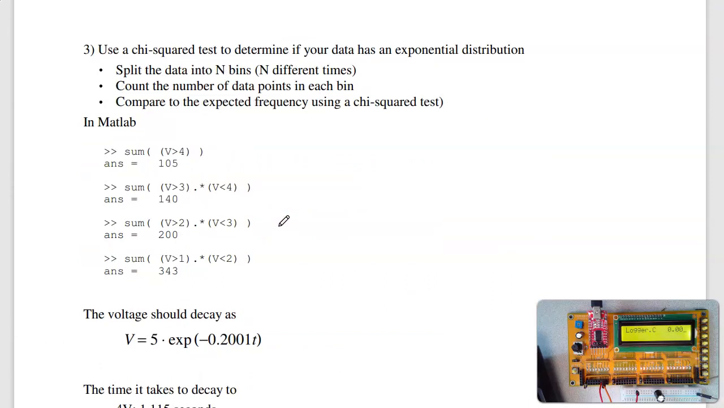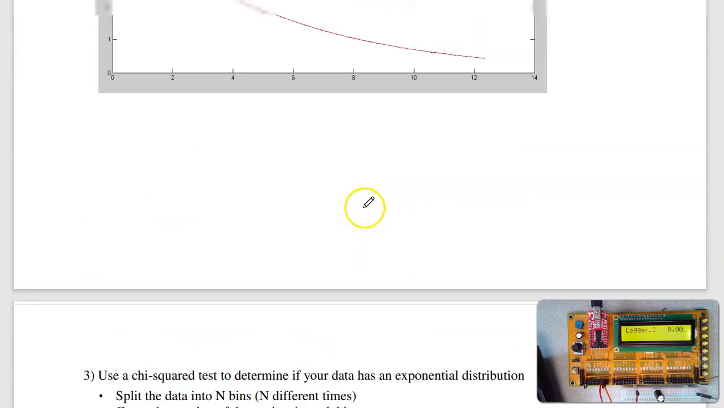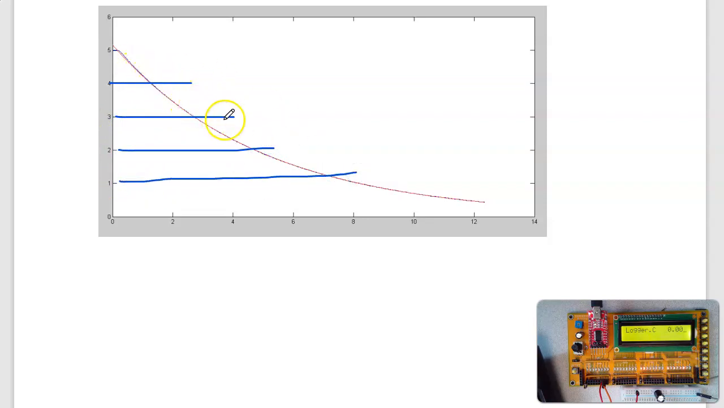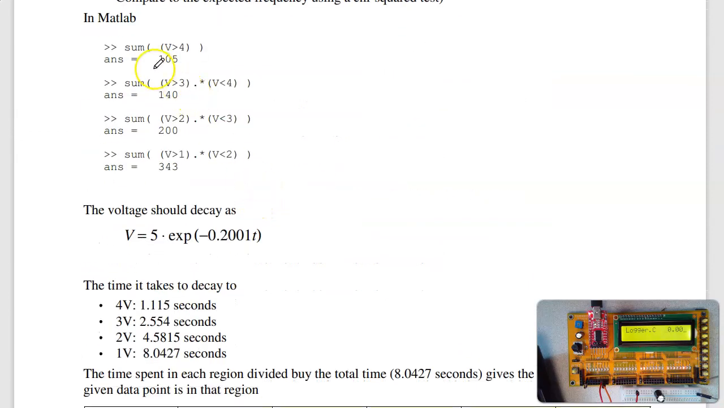Problem 3 is let's use the chi-squared test. So if I look at the data, I'm going to split it up into n bins, and the bins I chose are 4 volts, 3 volts, 2 volts, 1 volt. Count how many data points are in each bin. I can calculate how many data points there should be. From the exponential, I can find out what this time is, these times. The time spent in the region should tell me how many data points I should get. So, this is how many data points I have at 4 to 5 volts, 3 to 4 volts, 2 to 3, 1 to 2.